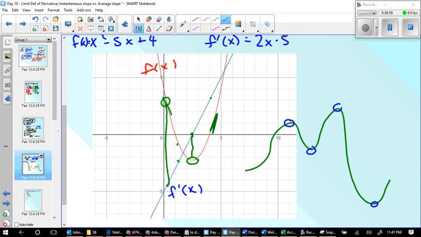So if I want to find the max or min of any graph whatsoever, I would want to find the slope equation, the equation for the derivative, and set that equal to 0 to help me find those extrema.